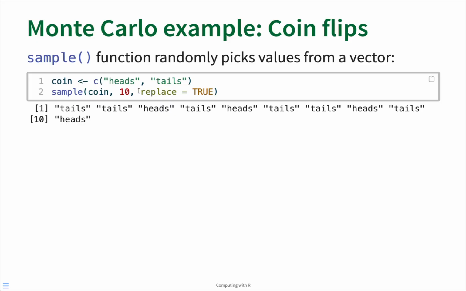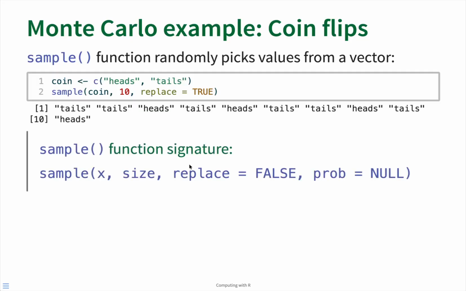We also, in this case, need to specify another argument called replace, and we're going to pass the value TRUE to that to indicate that we want to be able to pick these values over and over again. In other words, if you get heads the first time, you're essentially going to replace heads back into the pool of values you could pick from. So you can pick heads again the second time. And then what happens when we run this is we get a vector of 10 outcomes, each one corresponding to either heads or tails, depending on what the sample function randomly picked for us from the coin vector in each one of the 10 random samples.